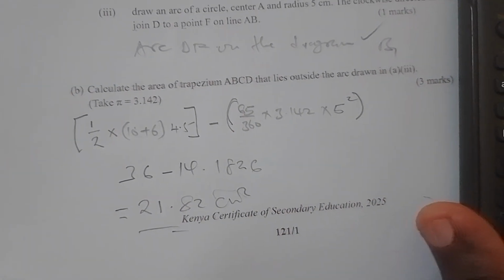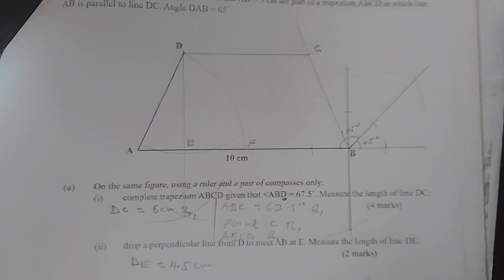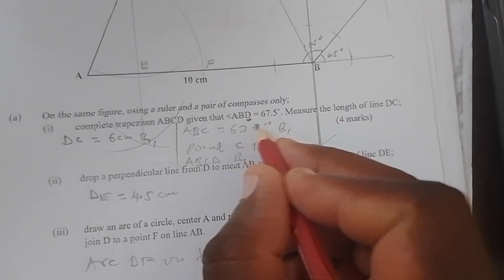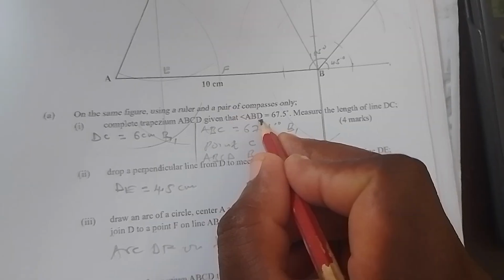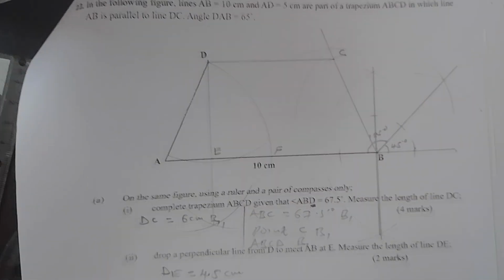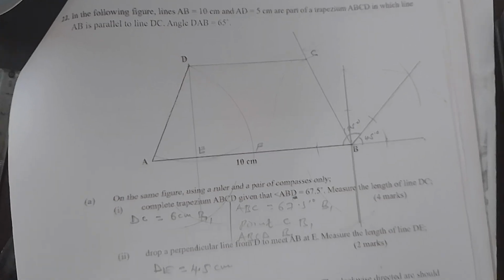So thank you, learners. It was a bit challenging because of the mistake here. It is supposed to be angle ABC and not ABD. That's why students complained during KCSE. So that is how we were to work out this question.